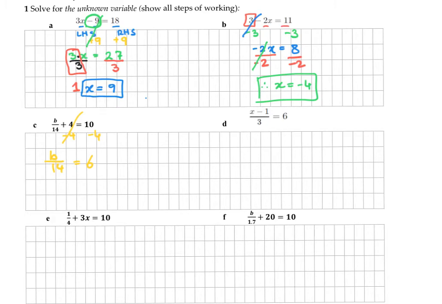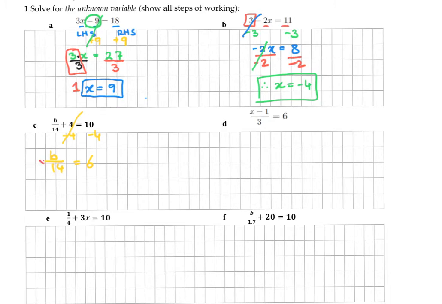Now, if you remember before, when we had multiplication, we had a number multiplied by x, negative 2 times x, 3 times x. So we did the opposite operation, which is division. We divided by 3, we divided by negative 2. Now, we have division, so the opposite would be what?